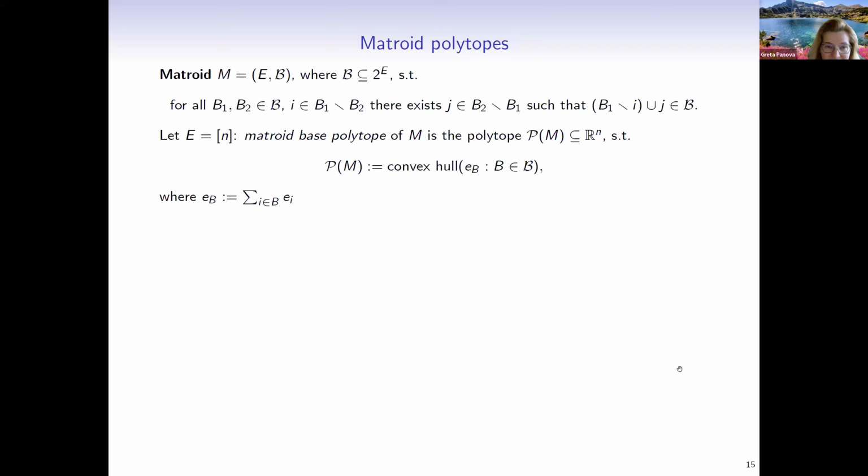So they are subsets of 1 up to n, and for each subset you can form a vector of zeros and ones. You have a 1 if the corresponding index is part of the base. Then the polytope is just the convex hull of these vectors with coordinates 0 or 1, which encode the base sets. In particular, it is also a subset of the unit cube.